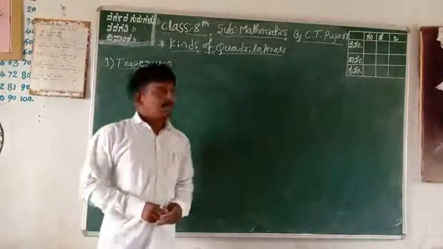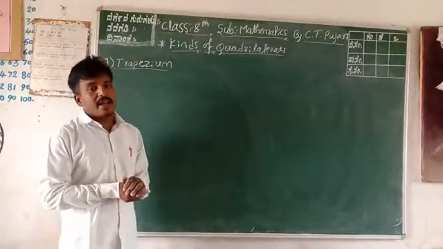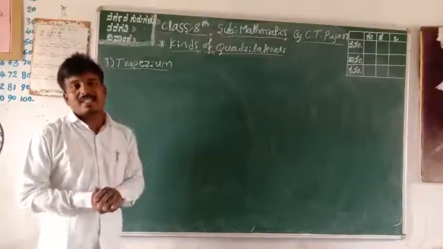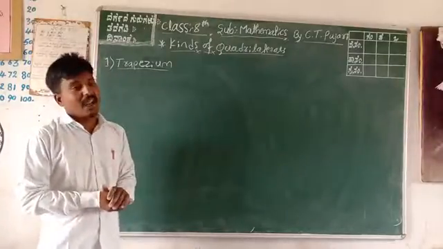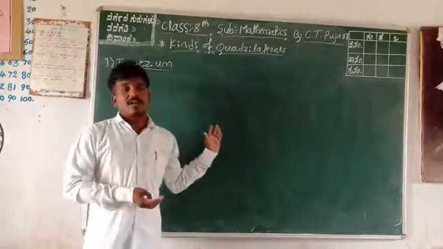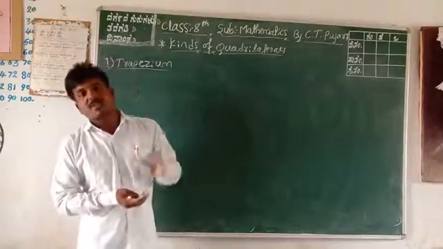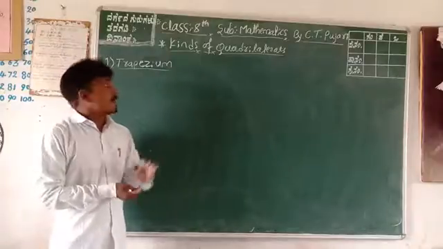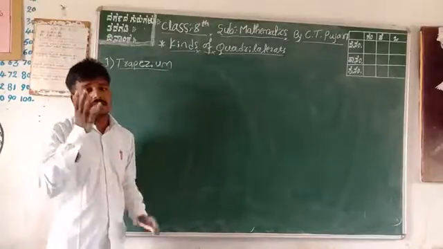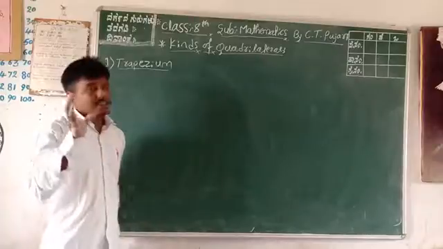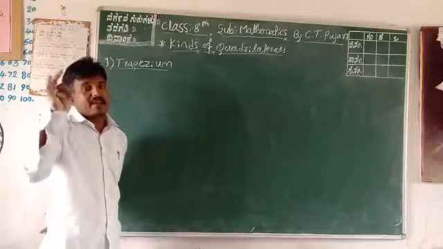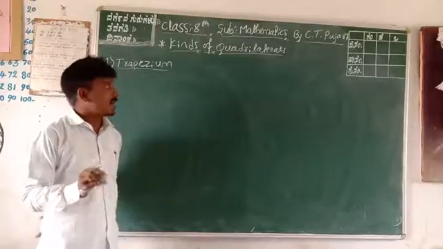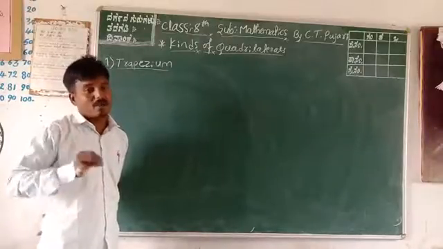Dear students, in your 8th standard, today let us study about the kinds of quadrilaterals. In your previous class, you learned about the types of quadrilaterals, and also polygons, interior angles and exterior angles. Those are over. Today, only kinds of quadrilaterals. There are 6 main quadrilaterals: square, rectangle, parallelogram, trapezium, and also diamond and kite. These are our main 6 types of quadrilaterals.